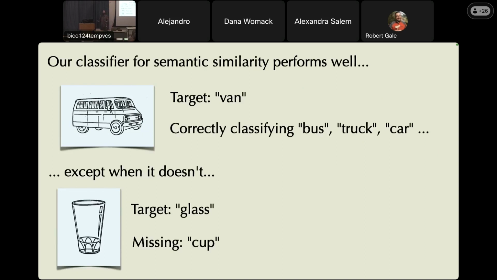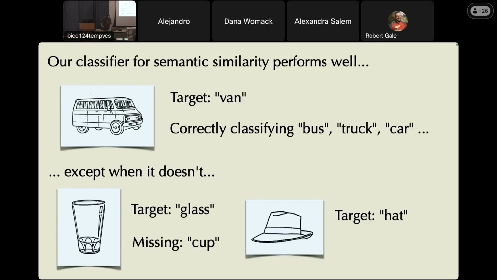Cup wasn't showing up as being related. We could not figure out why. Similarly, hat and head kept not being related. Our classifier insisted that they weren't related. We could not figure out why.